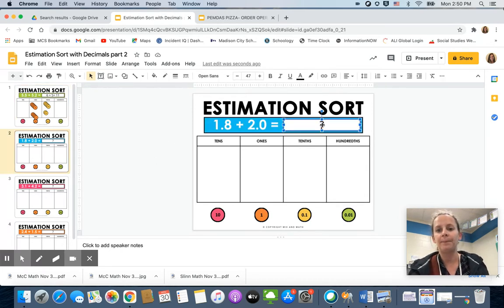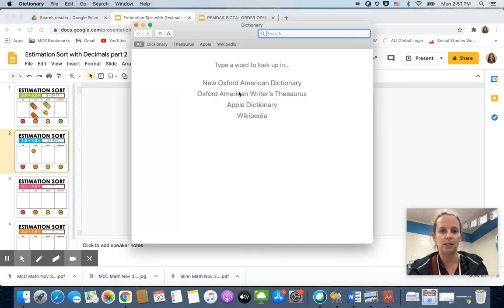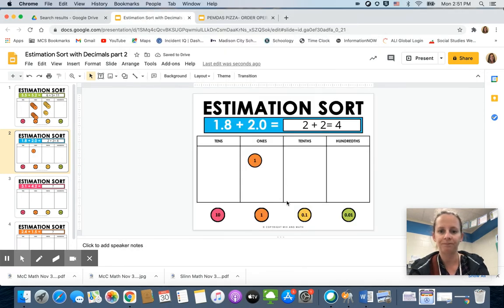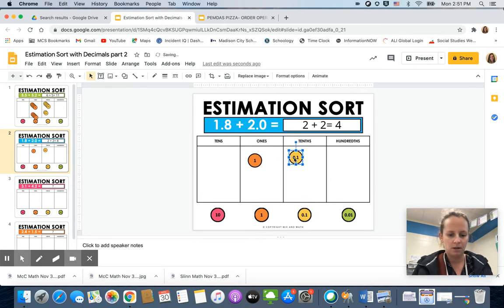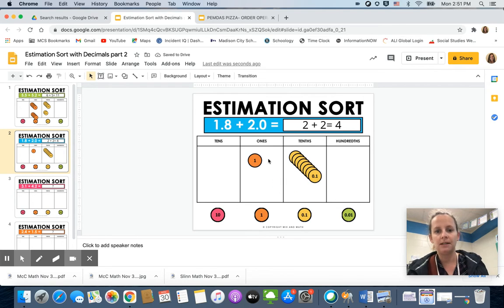So like for this one, you could round 1 8/10 to 2, and then I would just leave 2 the way it is. And so your estimate is going to be somewhere close to 4. And then I would want you to build 1 8/10. So I'm going to have one of these discs in the ones place here. There goes my dictionary again. And then 8 of these little tenths discs. Okay. And then 2 more of my ones.